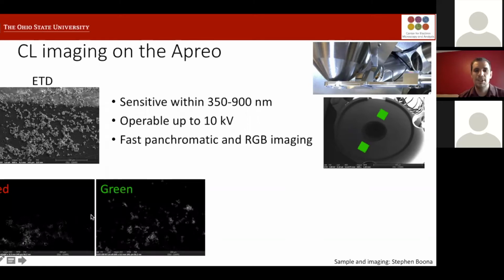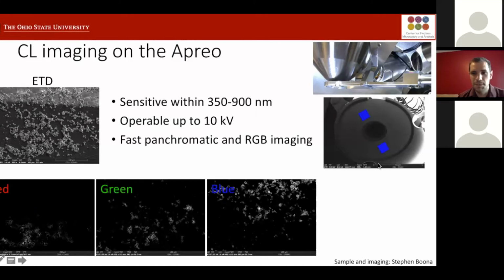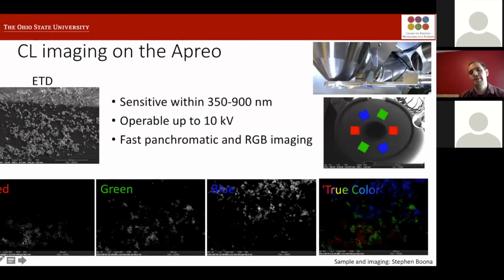You can use it for green, so you're looking at your green phosphors. You can just use the blue segment and your blue phosphors up near the top there. Or what they call true color, you can actually mix that all together and do some nice, basically color imaging of your sample and correlate those to it. There's also panchromatic imaging, which is basically unfiltered and has spots all around the detector that can be used. And you can combine any of these to get as much signal as you want out of your sample.